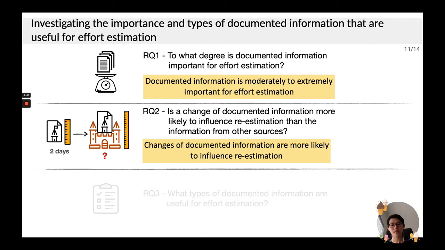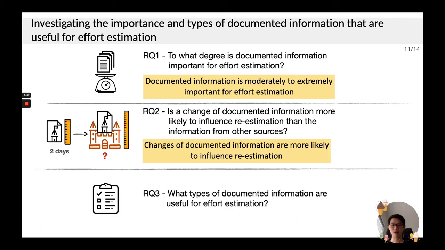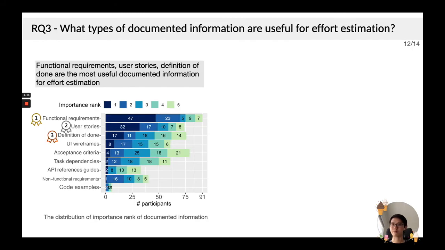Next, just enough documentation is recommended to avoid the waste of effort. But what is considered just enough for effort estimation? In RQ 3, we investigate what types of information are useful for effort estimation. We provide 9 types of documented information for the respondents to select and rank the most useful types. We found that functional requirements or functional description of the task, user stories, and definition of done are the most useful types for the estimation.